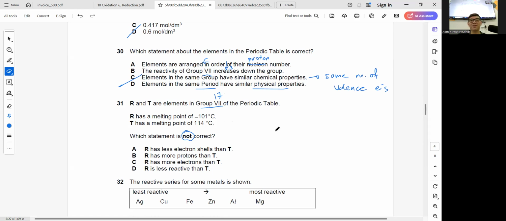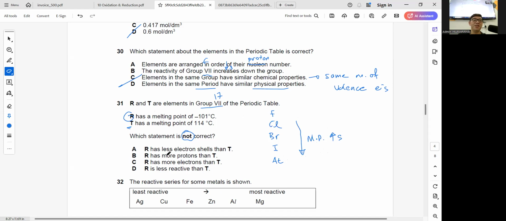In group 17, we have fluorine, chlorine, bromine, iodine, astatine. Now, tell me what happens to the melting point as it goes down. Decreases. No, the melting point increases as it goes down. So R will be higher at the top. T will be lower. Oh, I read it wrong.